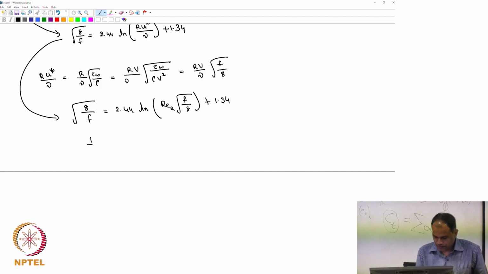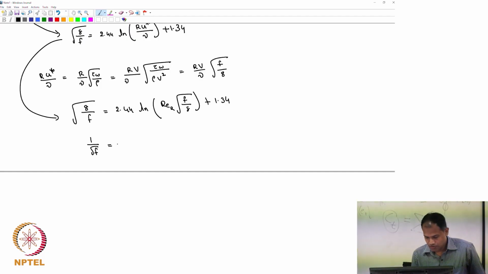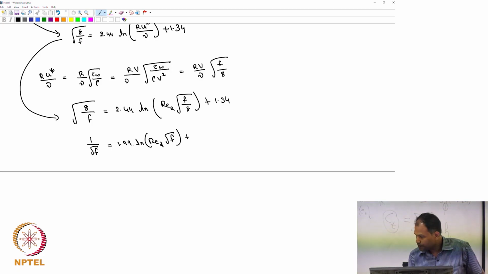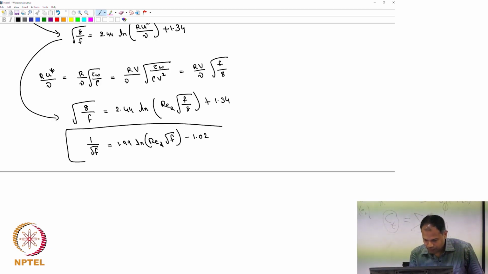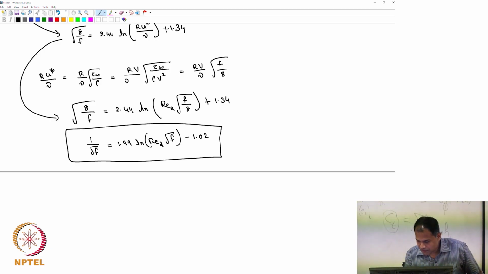If you rewrite, 1 by square root of f is equal to 1.99 log of Reynolds number based on the diameter times root f, minus 1.02. That's the relation that we wanted, the relation between Reynolds number and the friction factor.